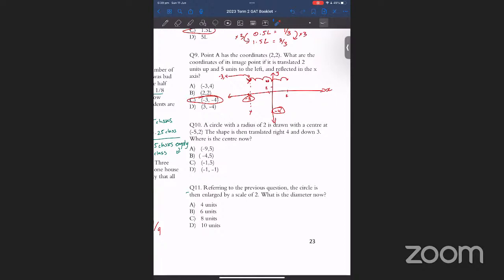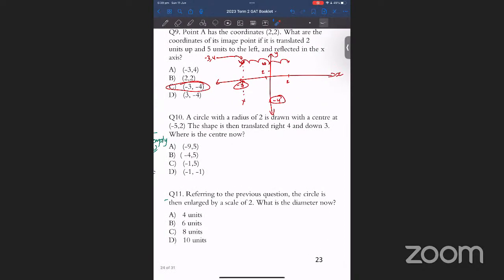A circle with the radius of 2 is drawn with the center at -5, 2. The shape is translated right 4 and down 3. What is the center now? So again, you don't need to draw this, but it helps to visualize. So here is my little drawing of the plane. And then remember, we go x-axis first. So on the x-axis, where is it? -5. So it's 1, 2, 3, 4, 5. So it's up here. And on the y-axis, it's 2. So 1, 2. So the circle is around here. Do you guys understand?